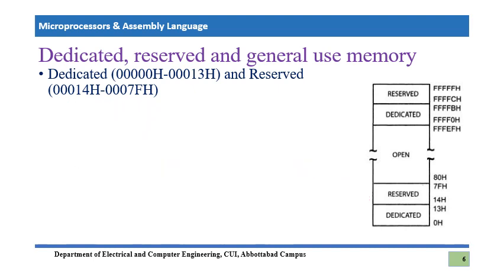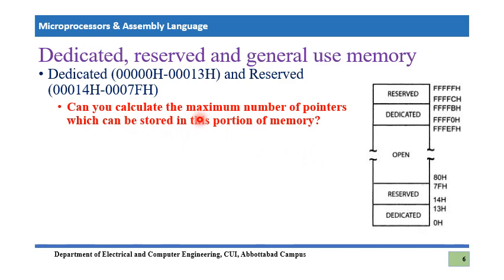Okay, in this slide we are going to summarize what we have learned so far about the reserved and the dedicated memory. We learned that there can be 5 pointers stored for internal service routines, and similarly in the reserved part there can be 27 pointers for user defined interrupts. So we are just going to add them up in this slide. Can you calculate the maximum total number of pointers which can be stored in this portion?